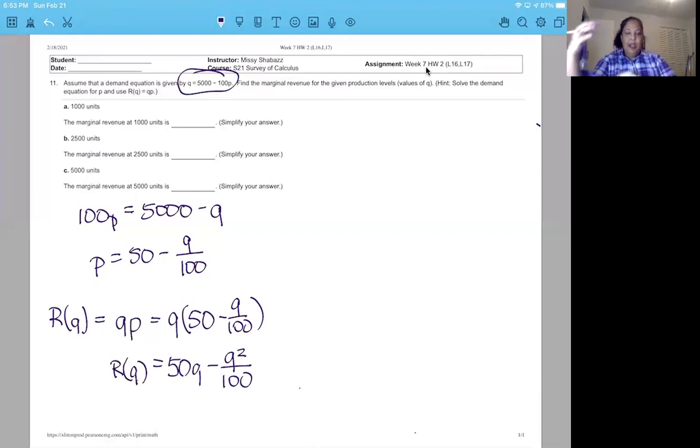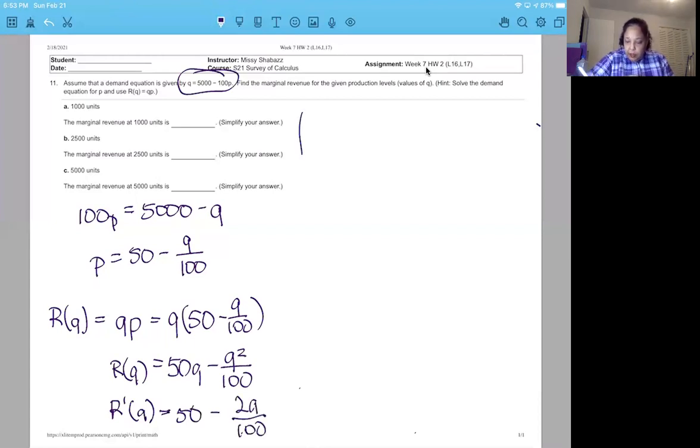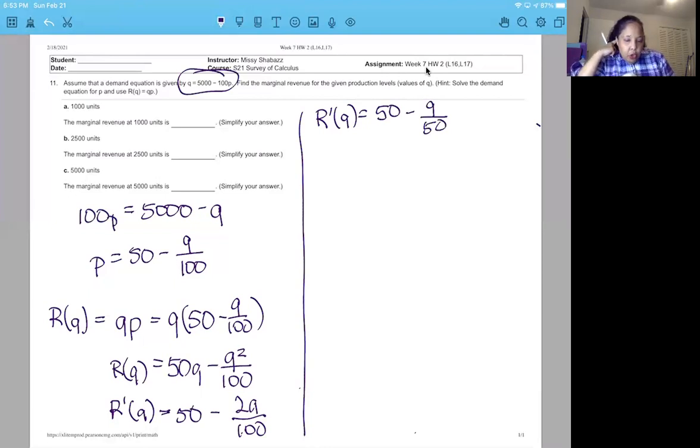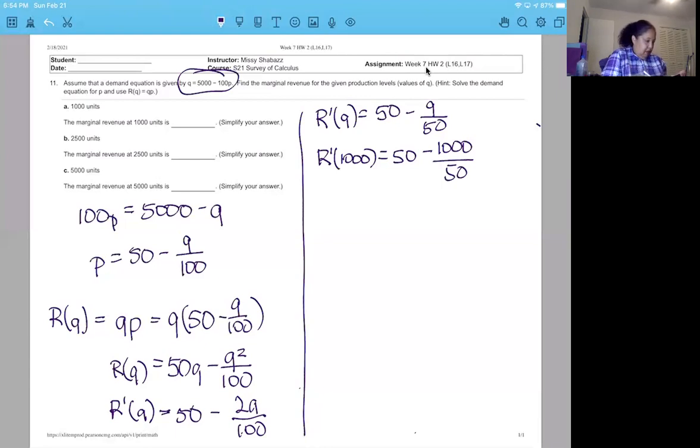So I need to take the derivative. So when I'm thinking about marginal revenue, remember the marginal revenue is approximated by the derivative. So R prime of Q is 50 minus 2Q over 100. So R prime of Q is equal to 50 minus Q over 50. First, they asked us to find the marginal revenue when there are 1,000 units. So R prime of 1,000 equals 50 minus 1,000 over 50. All right, so that's going to give me 50 minus 20, which is equal to 30. So that is the marginal revenue at 1,000 units.